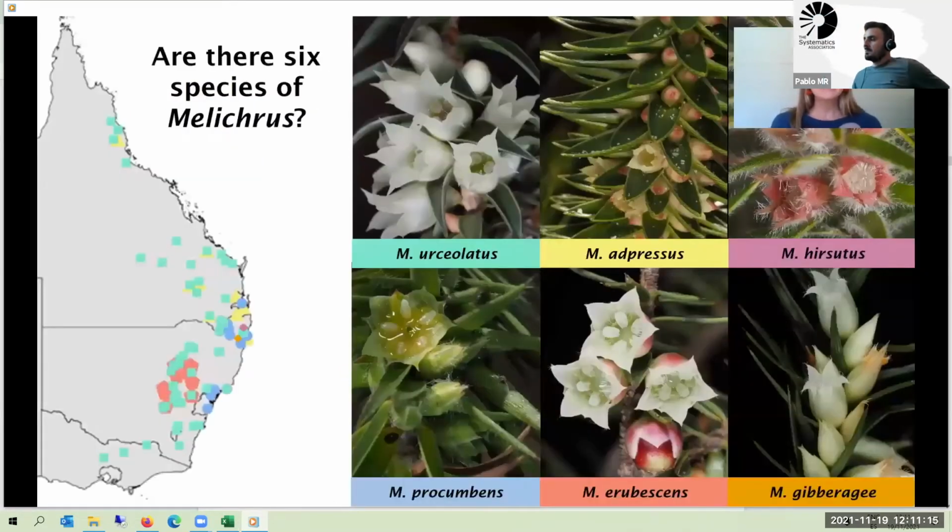So this slide summarizes the sampling strategy used in this study. On the right is an example photograph of the 6 accepted species of Melichrus in the current taxonomy. And on the left is a map showing all the populations sampled for this study.